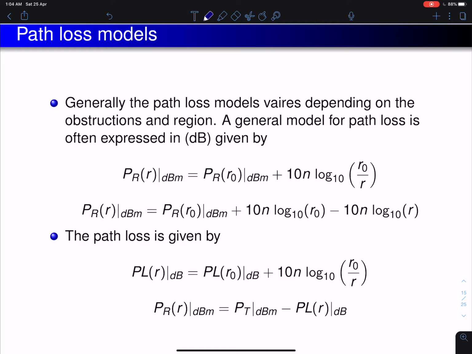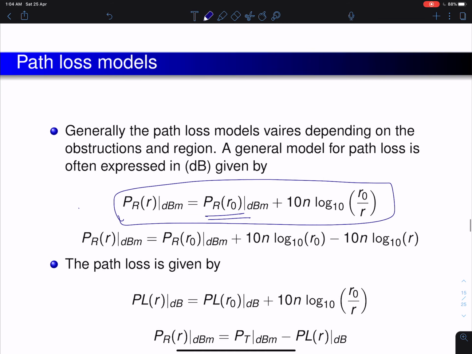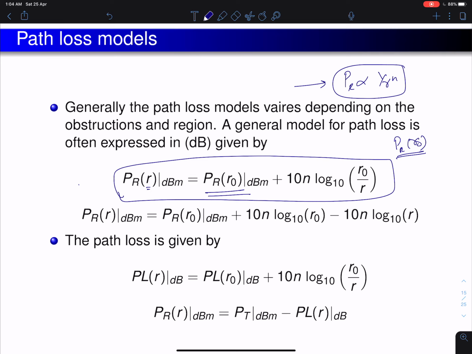In that case, what we do is, I have already discussed this in the previous lecture. So we will start with the expression for your path loss in dBm. So this is the received power. Instead of using the direct expression for the path loss models, we will now assume that the received power is inversely proportional to r power n, where n is what we call the path loss exponent. So if you know the received power at a distance r0, which is in the far field region, then you can compute the received power at any distance using this equation.